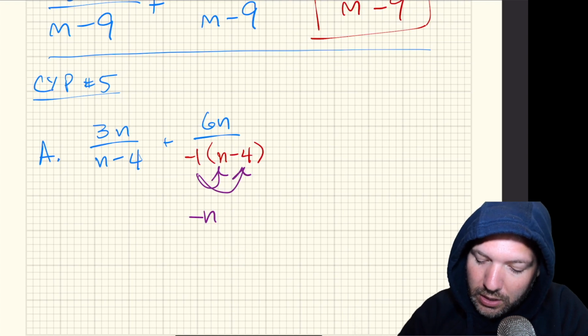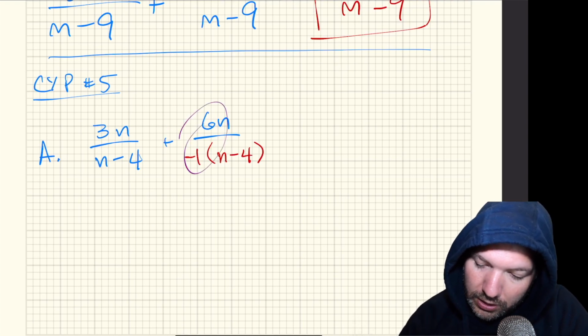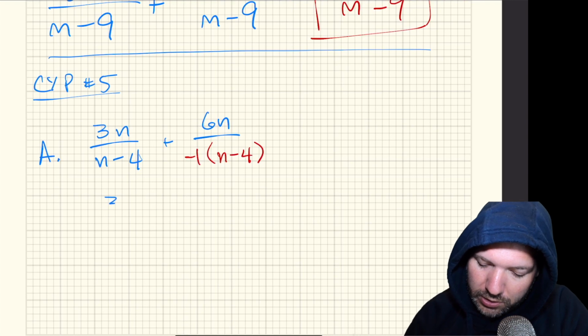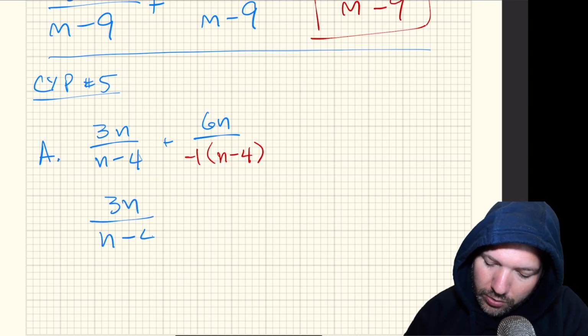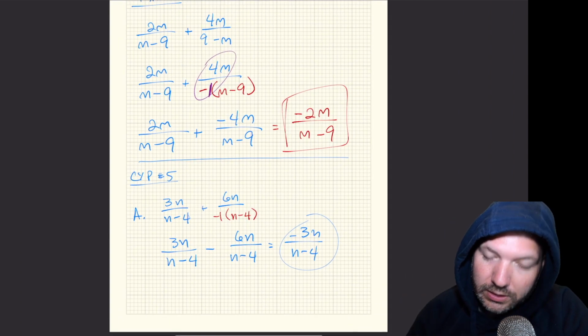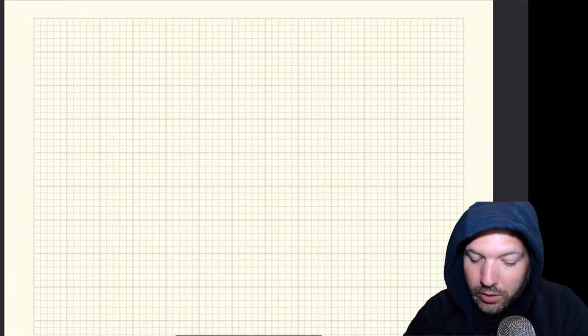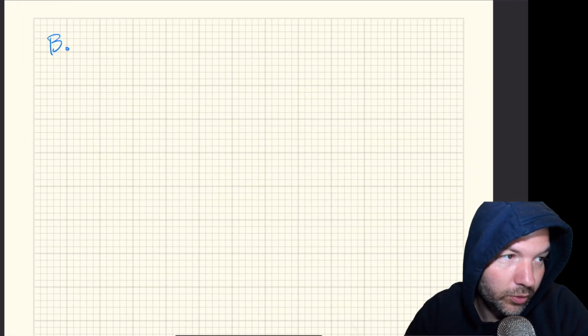So hopefully you can see, essentially we're factoring out a negative 1 when we do this. And then usually, we could turn it into subtraction. We could send it up to the top. It doesn't really matter. Let's say I turn this one into subtraction: 3n over n minus 4 minus 6n over n minus 4. Either way, we're going to end up with negative 3n over n minus 4. And so that's Check Your Progress 5a. If you want, you can tackle Check Your Progress 5b on your own. You can just pause the video here. But again, I am going to just go ahead and talk through it.